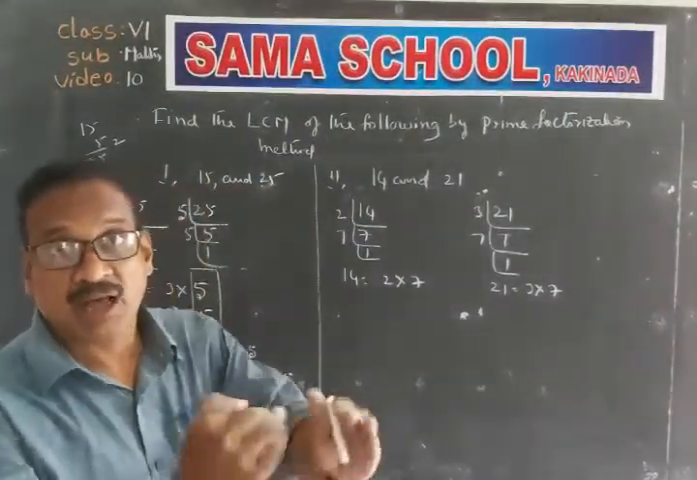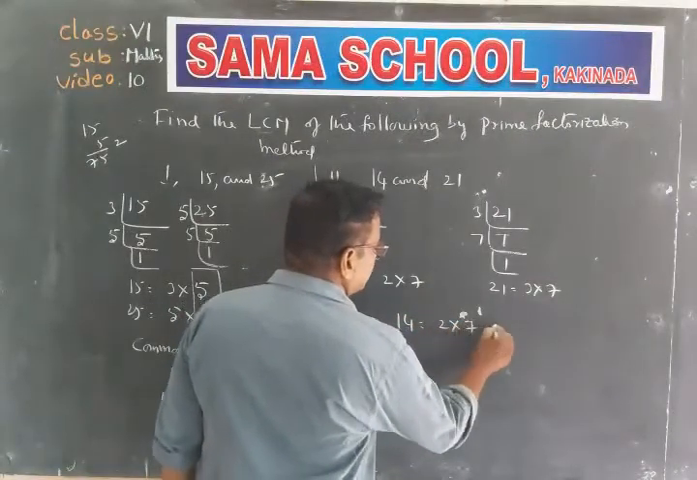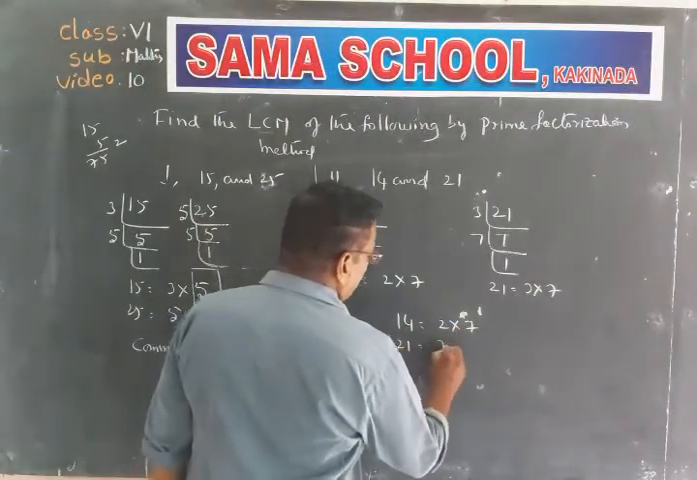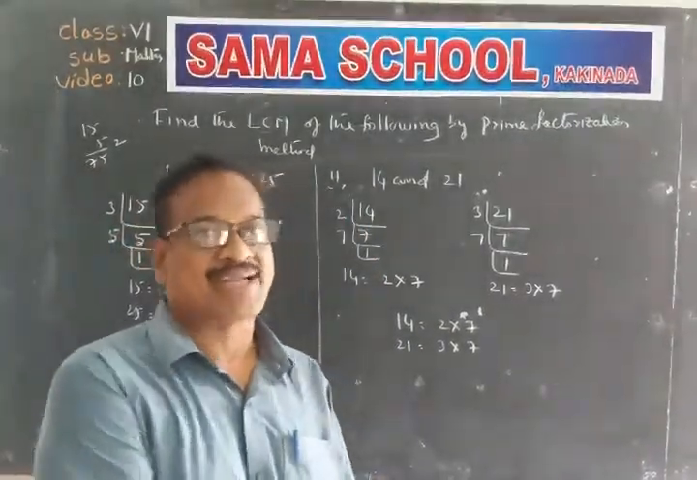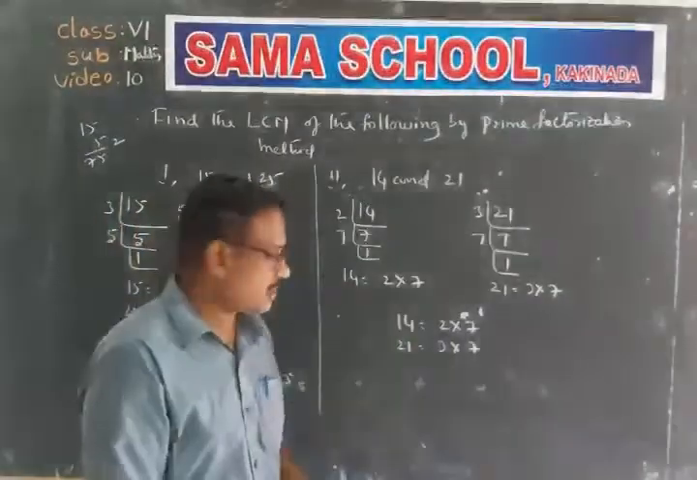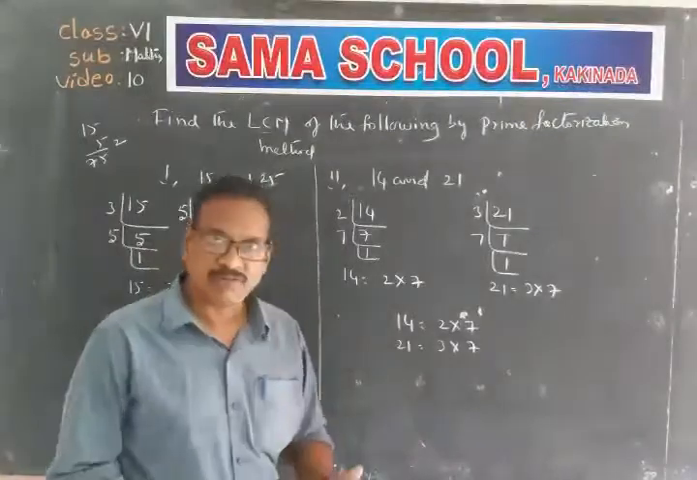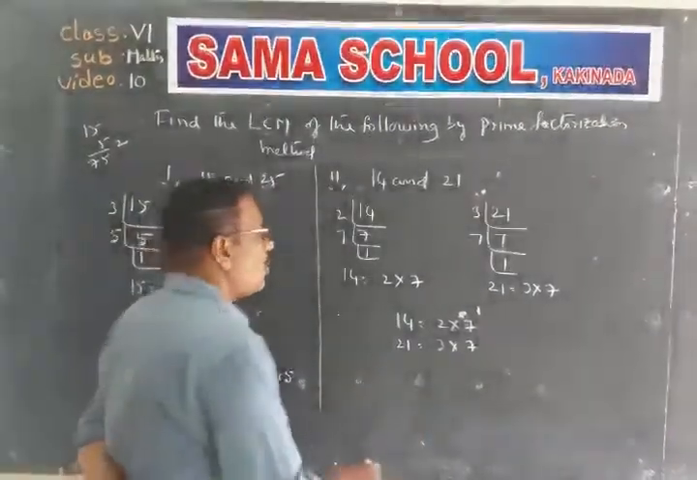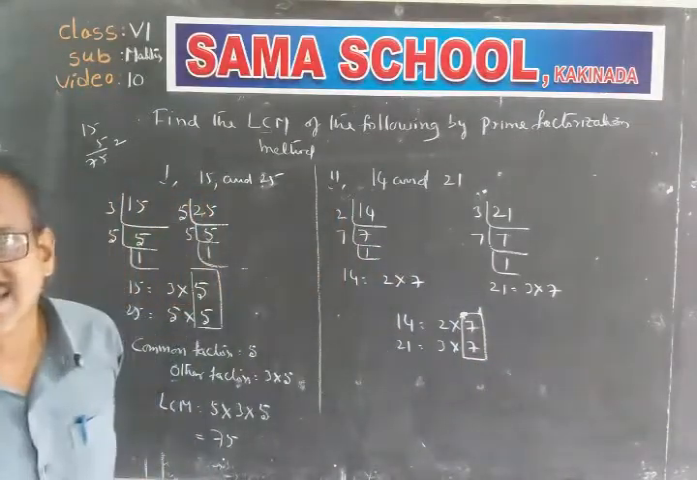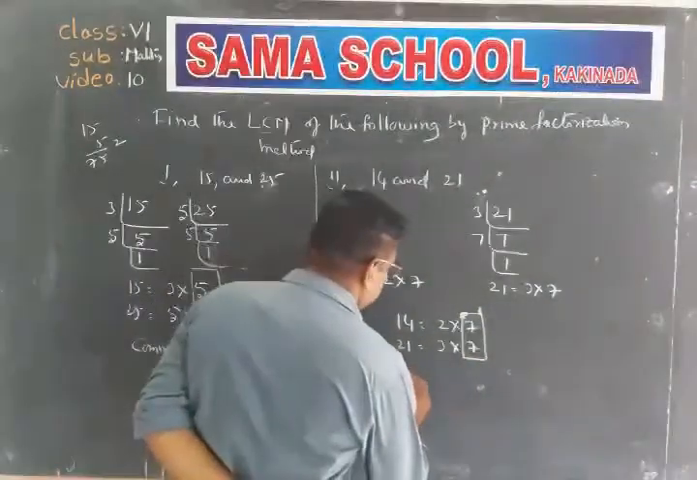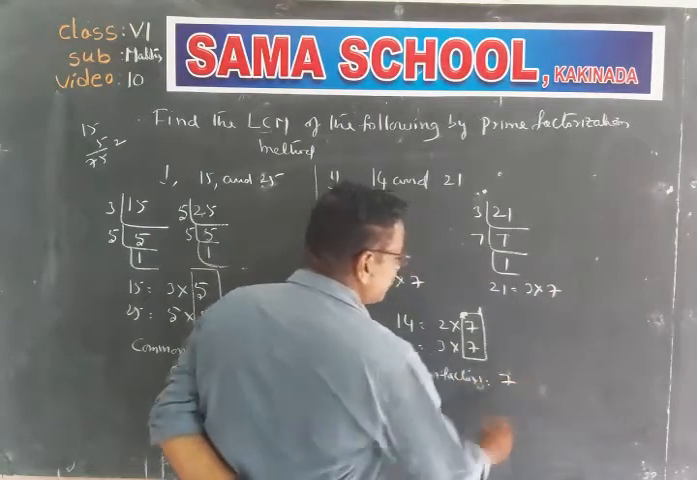Now how to write the common factors? 14 is equal to 2 into 7. 21 is equal to 3 into 7. Okay, you write the numbers as the product of the prime factors. The 14 is the product of the prime factors 2 into 7. The 21 is the product of the prime factors 3 into 7. Now, what is the common factor in both numbers? The common factor is 7.